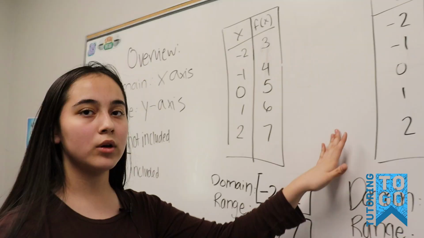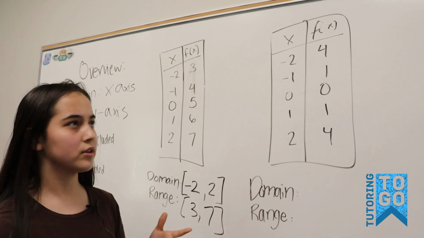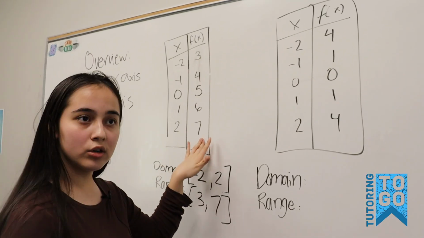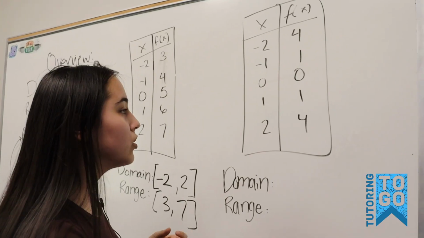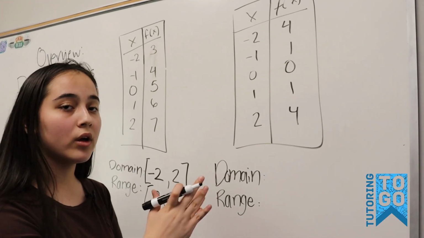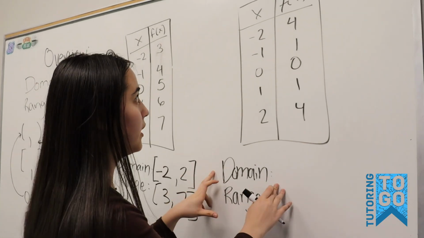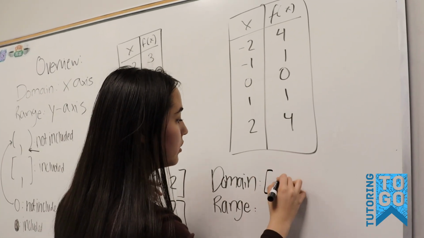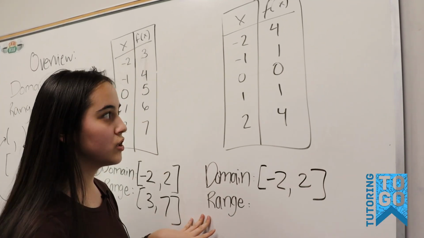But now for this one. As you can see here, these values are very different. This is a linear and this is for a parabola. This right here just says that, just like this one, use the lowest to the highest x and y values. Domain, lowest x value, -2. Highest, 2. Now for the range.